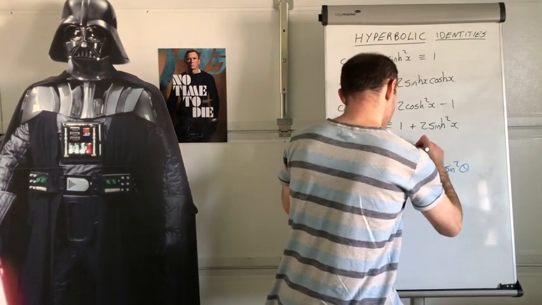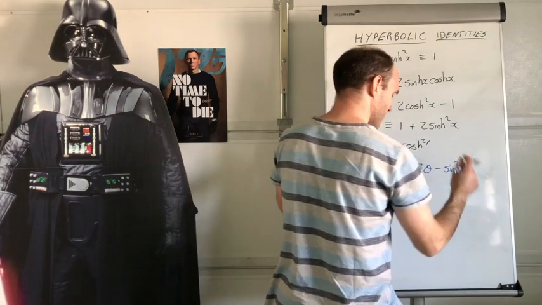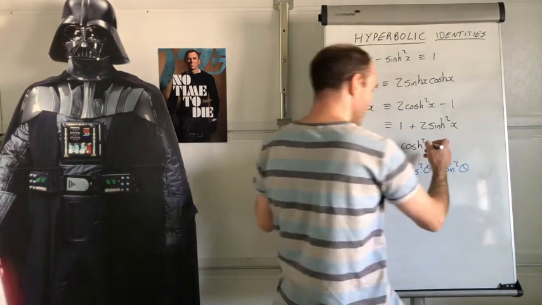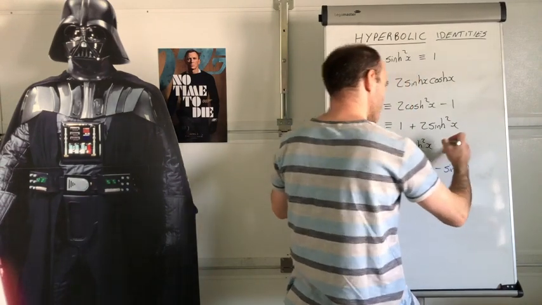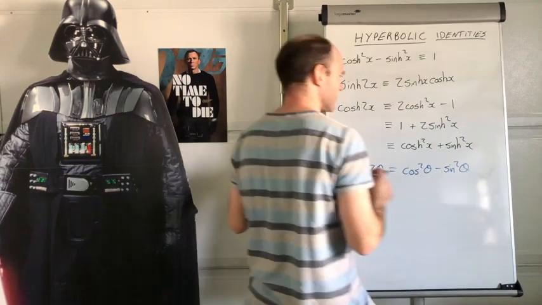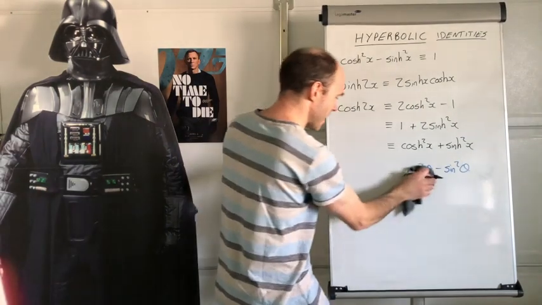Now I'm going to write it down. Cos squared, sorry, cosh squared x. This is the trouble. This is what I get for writing down different letters. Cosh squared x, and it's plus sinh squared x. So it's kind of similar, isn't it? Okay, and there are other identities.